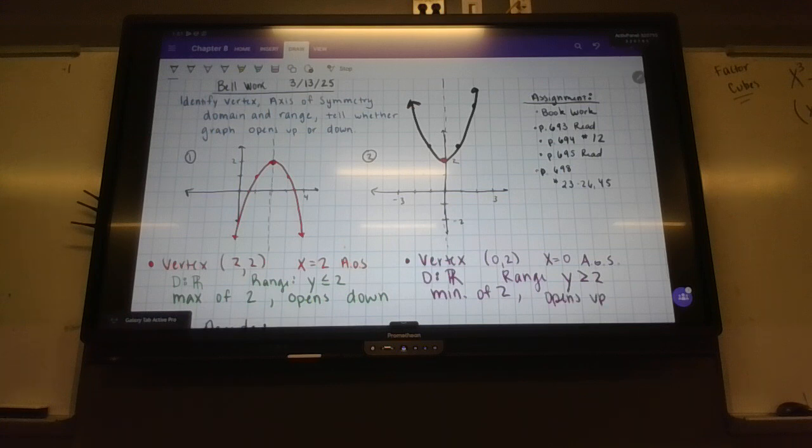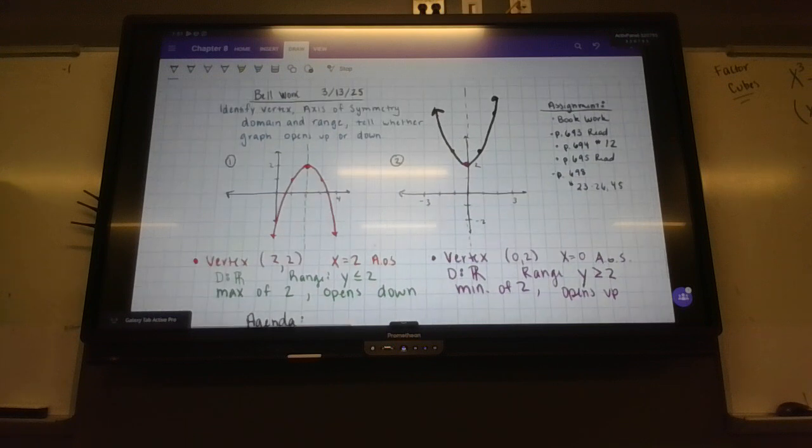Okay. All right, some really important key details. You guys are really starting to pick up on the vocabulary. We are going to do word problems today. So you have your book. We're going to start on page 693.